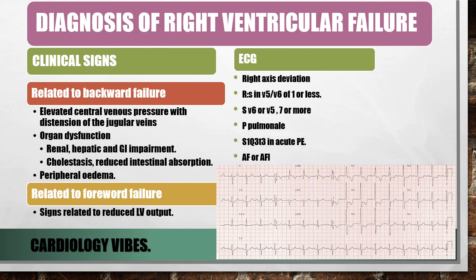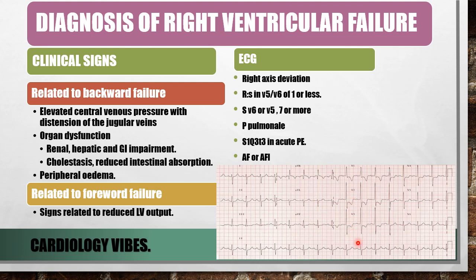Here is an ECG. We see here the right axis deviation. The axis is rightwards, and when we come to the chest leads, there is a dominant R wave in the right precordial leads, and these are suggestive of right ventricular hypertrophy.